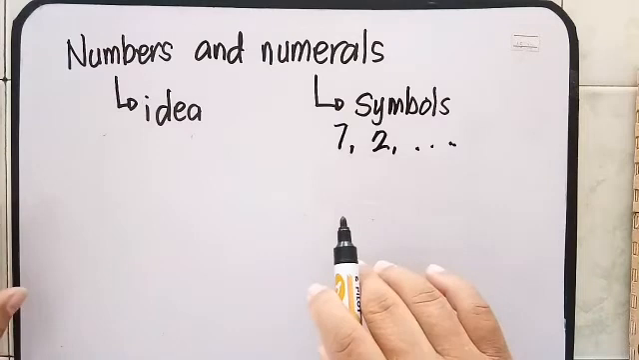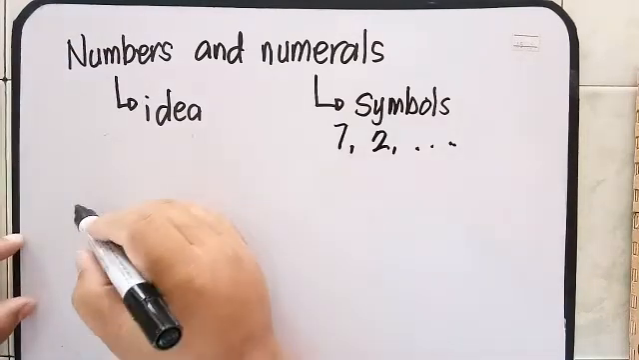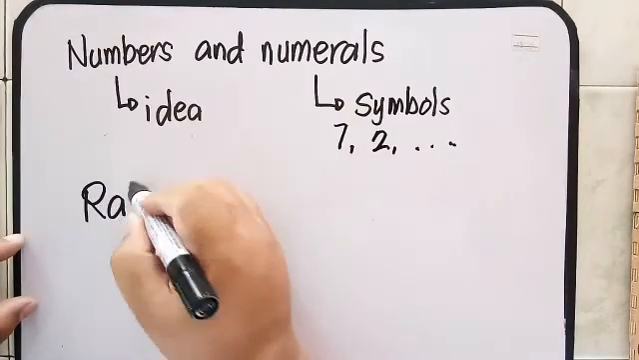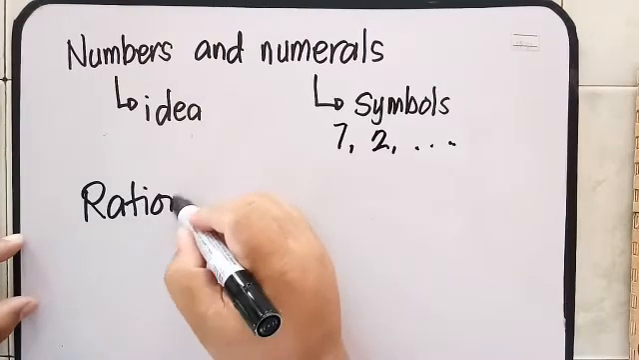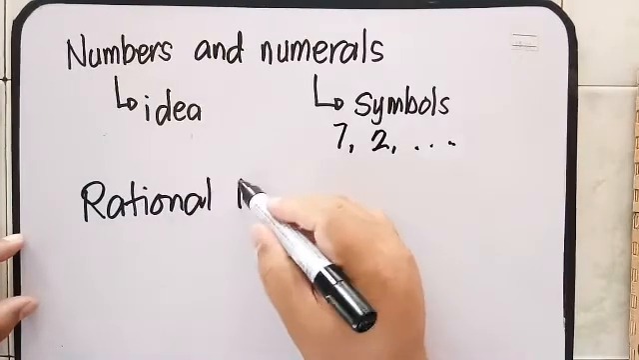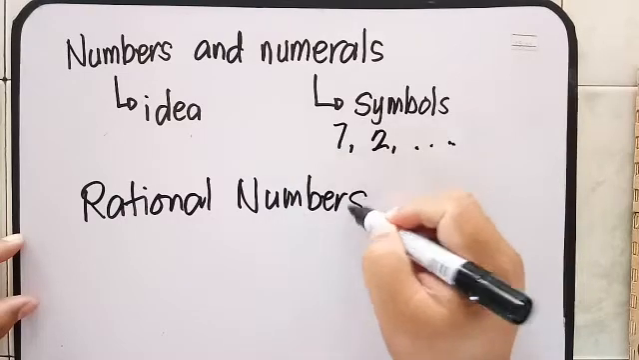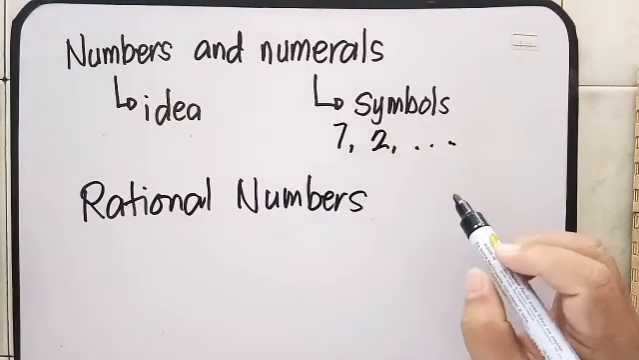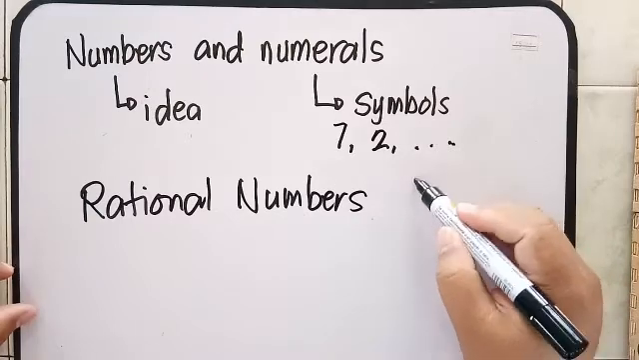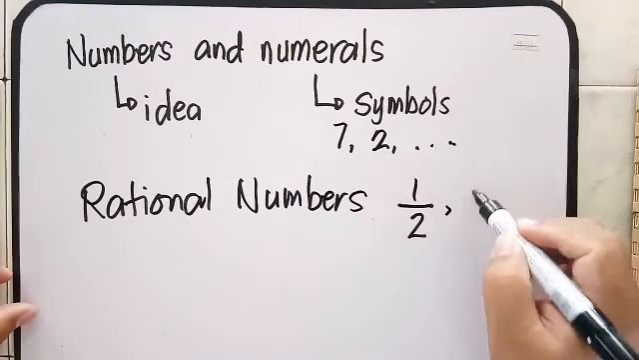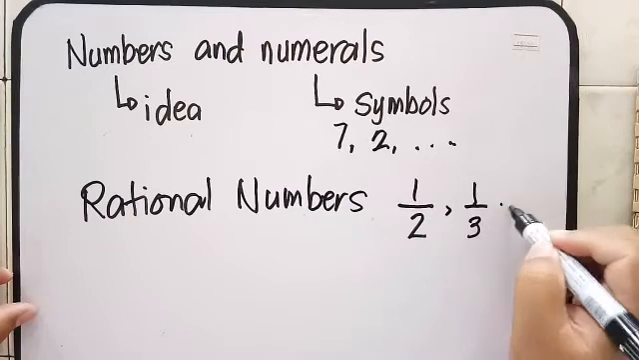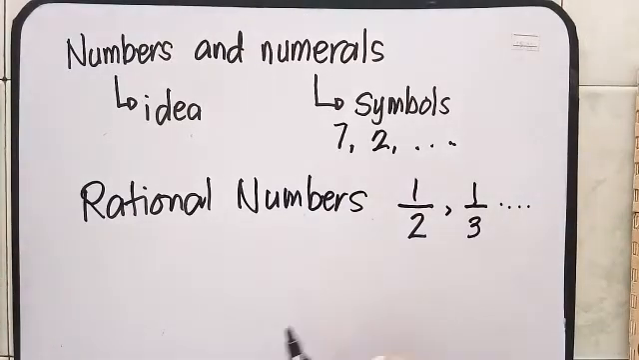And also, in this topic, we're going to discuss rational numbers. What are rational numbers? When you say rational numbers, these are a ratio of two numbers. Examples of these are fractions, let's say 1 over 2, 1 over 3, and so on and so forth. Rational numbers are synonymous to what we call fractions.